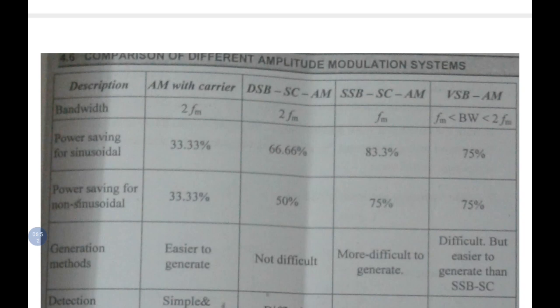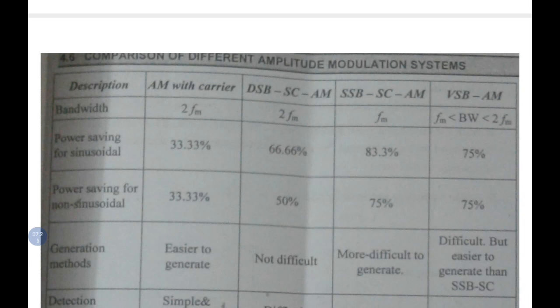So while studying this table, you can easily identify the bandwidth is less in the case of SSB, single sideband suppressed carrier. Okay, because there is only one band, so only one sideband is used. And in vestigial sideband AM, the bandwidth is between FM and 2FM. That means it is greater than FM value and less than 2FM.